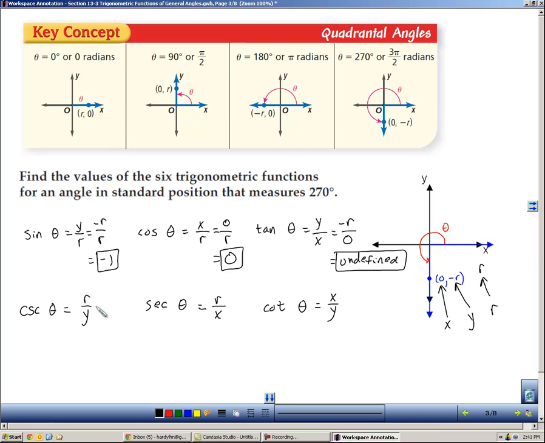The other three, you're just going to take those two fractions and flip them. So r over negative r. Cosecant then is also negative 1. Secant's going to be r over 0. So the secant is undefined.